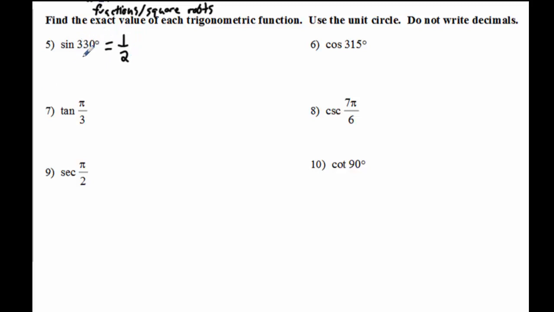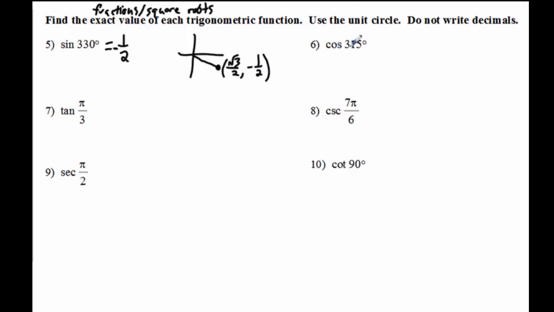Because sine of 330, the way we're supposed to do this is we're supposed to look at our unit circle over here at 330 degrees, and we look at that y value. This is the point we're looking at. Sine is our y value, so this is negative 1/2 for our answer.